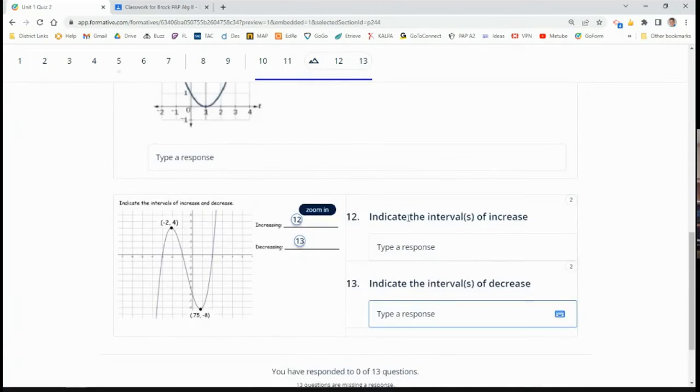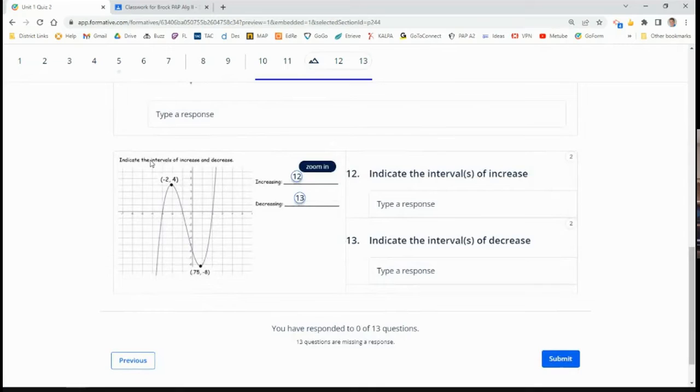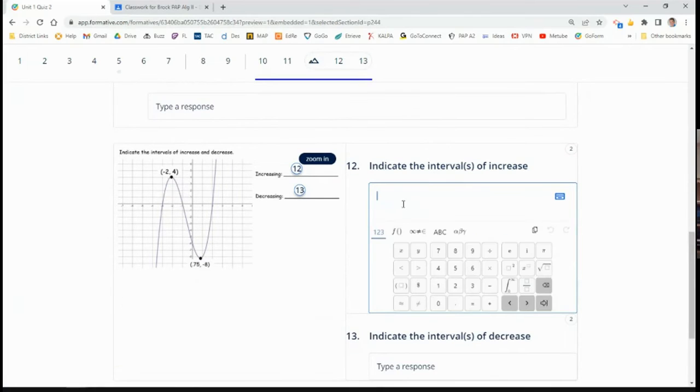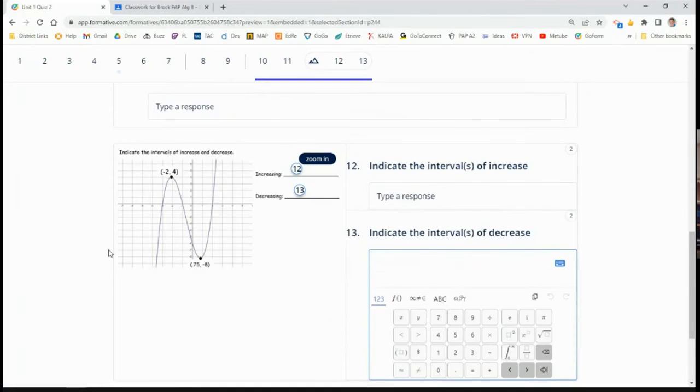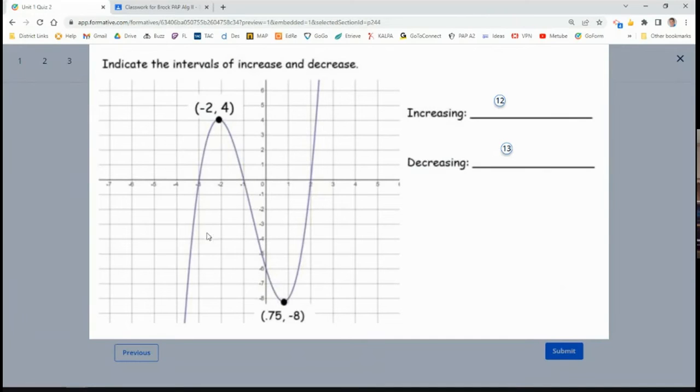And then the last questions indicate the intervals of increase and decrease. This graph right here, when is it going up? When is it going down? You type your responses over here on the right. Again, you can zoom in on it. You can click that zoom in and make it bigger on your screen if you need to.